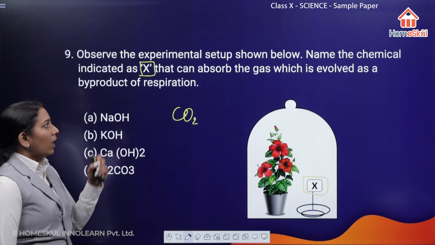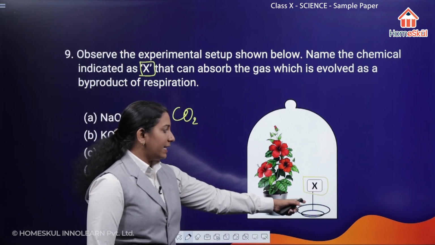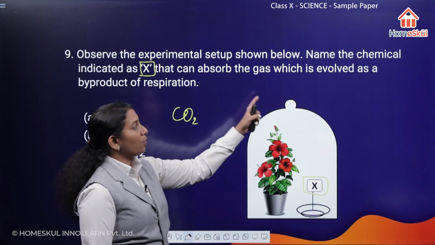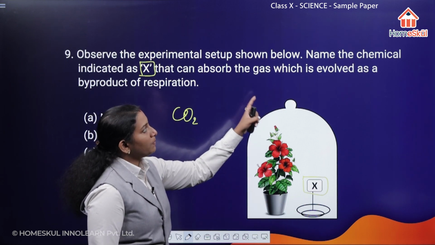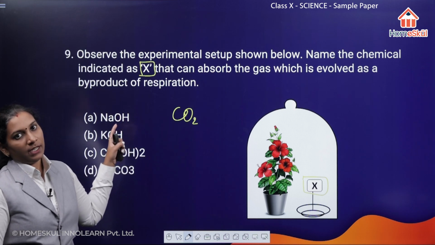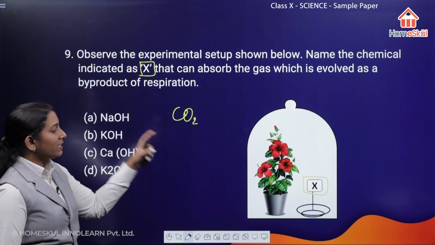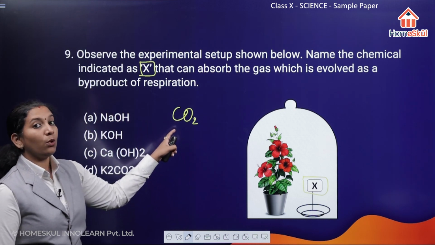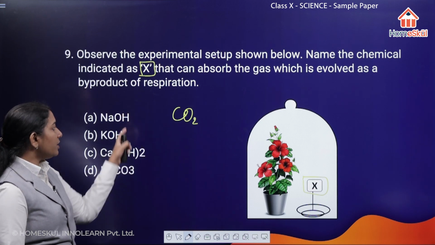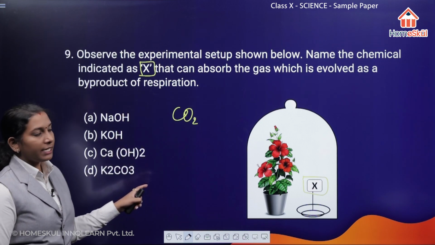Right. So, the chemical X indicated here has the ability to absorb the gas which is evolved as a byproduct of respiration. So, this chemical can absorb this CO2 gas, right? So, which one is that chemical? That you have to identify here.